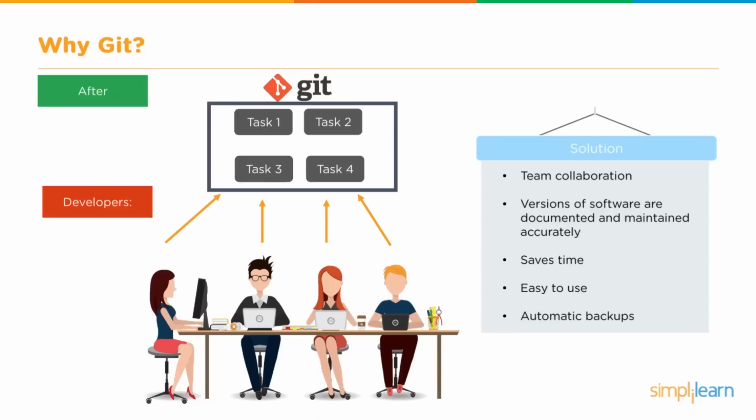So let's look at what Git does to solve this. First of all, one of the things that Git does is it makes team collaboration much easier. The software itself is more effectively documented and more effectively maintained. The actual code that gets worked on by each developer in a Git environment is the complete code. So it makes it much easier for backups and for sharing content amongst each developer.